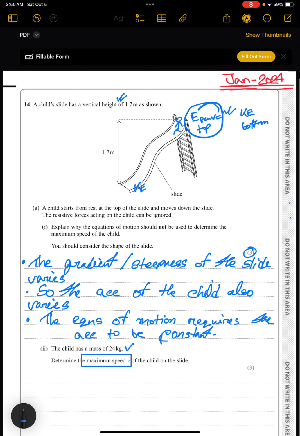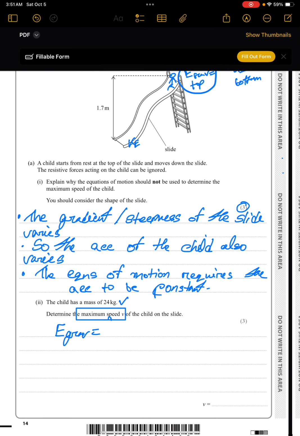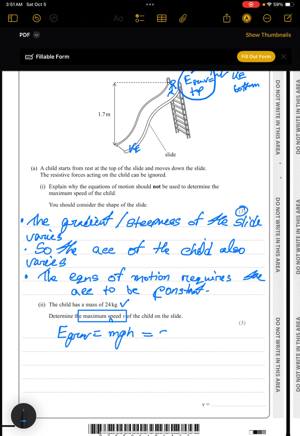So we can use it to find out the gravitational potential energy, which is going to be mgh, which is 24 into 9.81 into this 1.7. So the answer will be 400 joule. We all know this gravitational potential energy is equal to the kinetic energy.